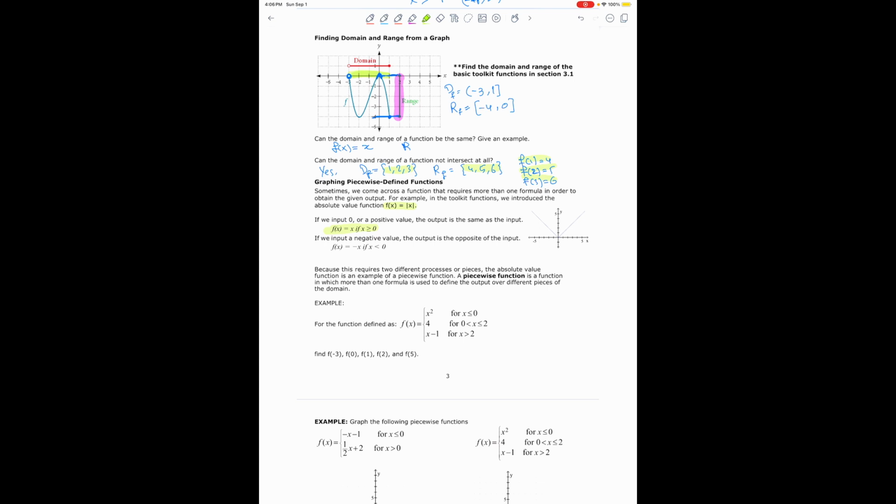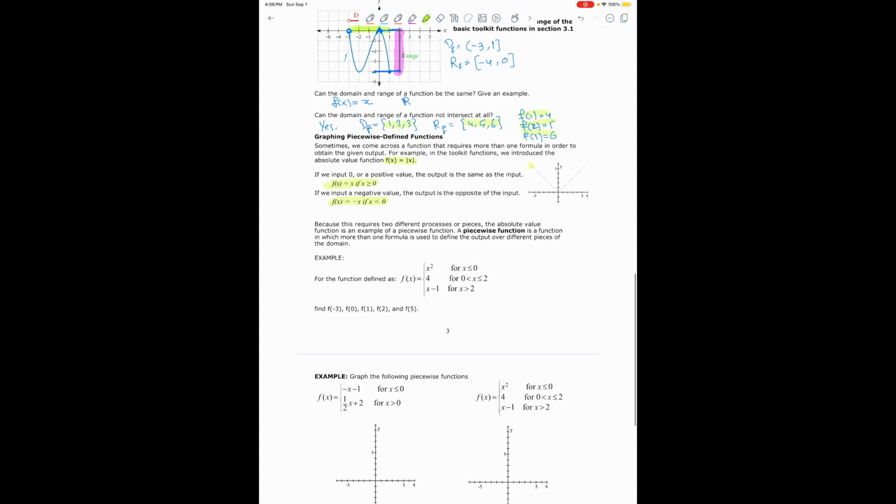However, if you input a negative value, the output is the opposite of the input, or in other words, you're going to get a positive value. So that is what we were talking about, the absolute value function. Because this requires two different processes or pieces, the absolute value function is an example of a piecewise function. A piecewise function is a function in which more than one formula is used to define the output over different pieces of the domain.